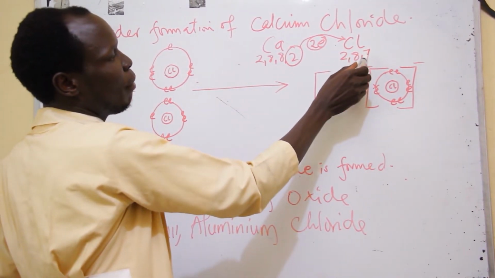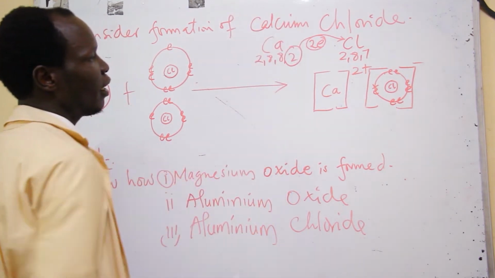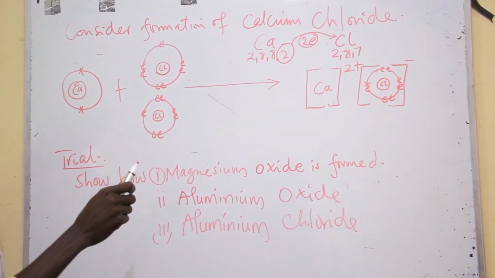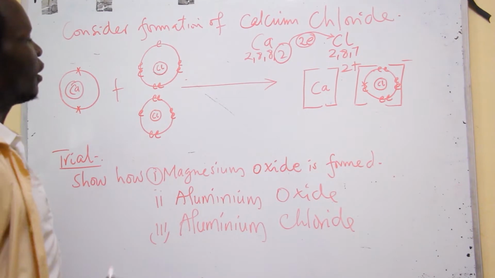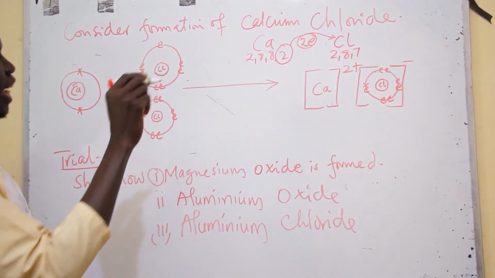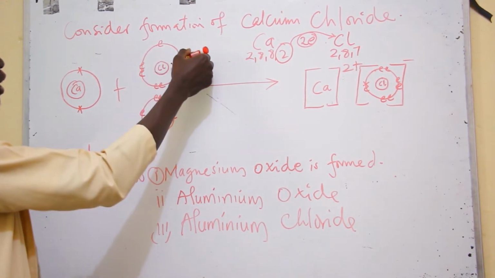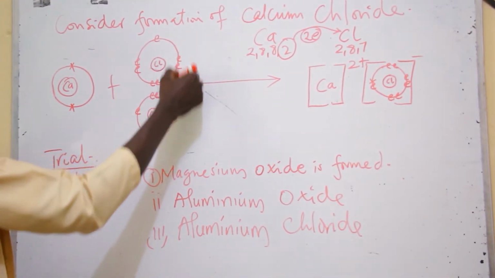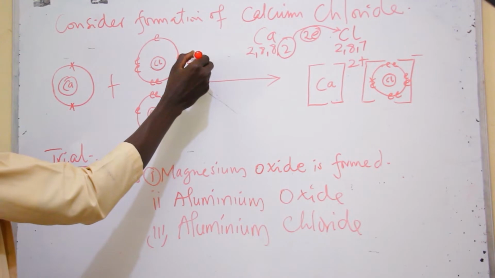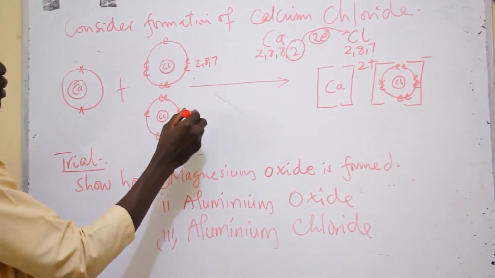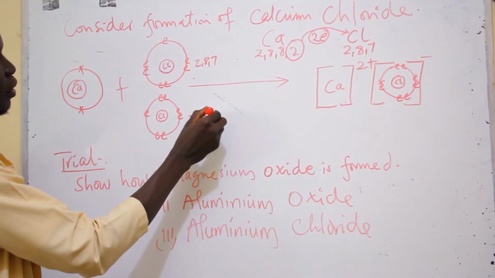But remember, chlorine needs only 1 electron. Therefore, for this bonding to be complete, we need another atom of chlorine, the way you're seeing in the diagrams here. So this one is the 2, 8, 7. And this is also the 2, 8, 7.